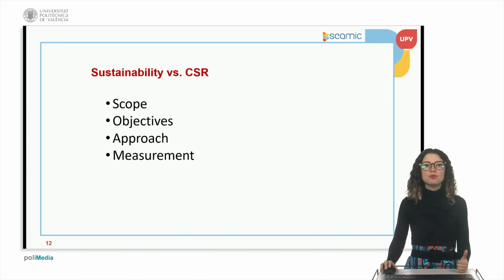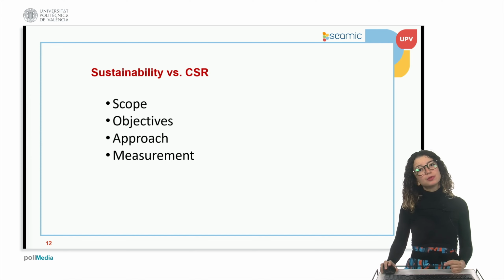In the next session, we will talk about the different kinds of ethical problems we can face in business activity.